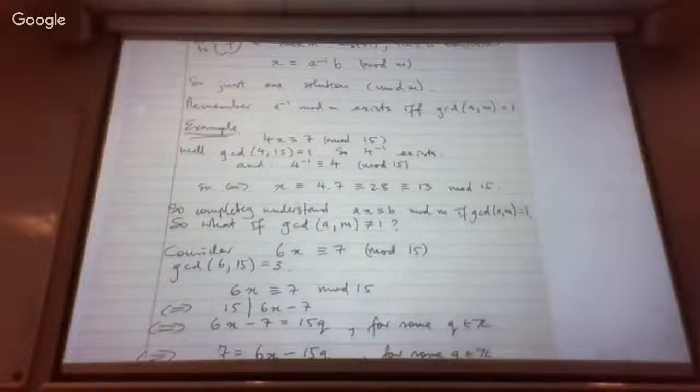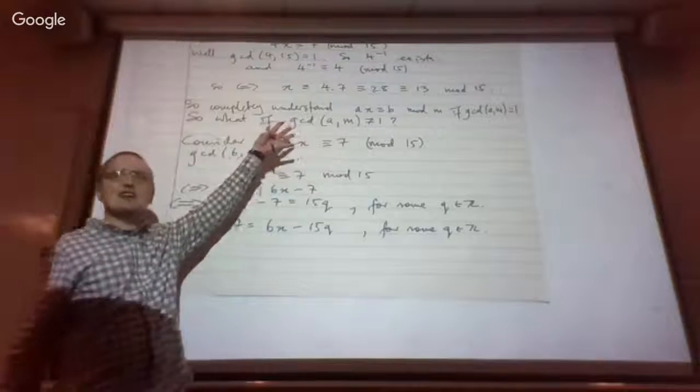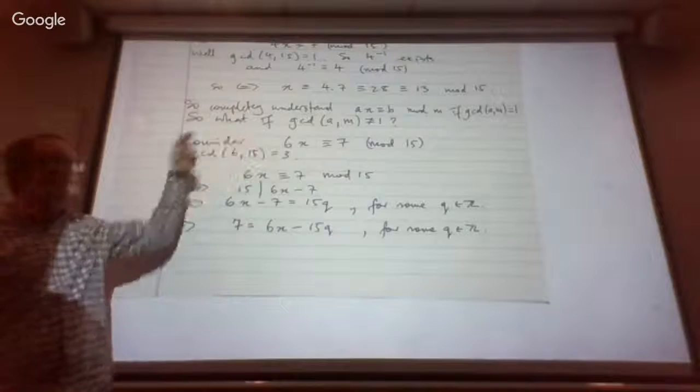Can anybody see a problem there? Can't even see it. That's a problem. When you can see it, is there still a problem? So what we're doing is investigating here: what's the consequence of a solution existing to this?